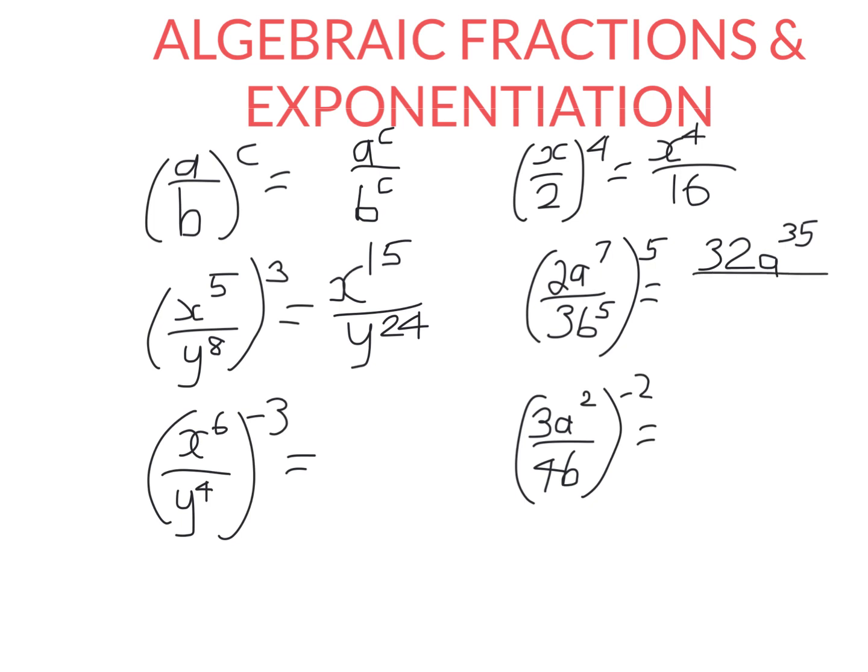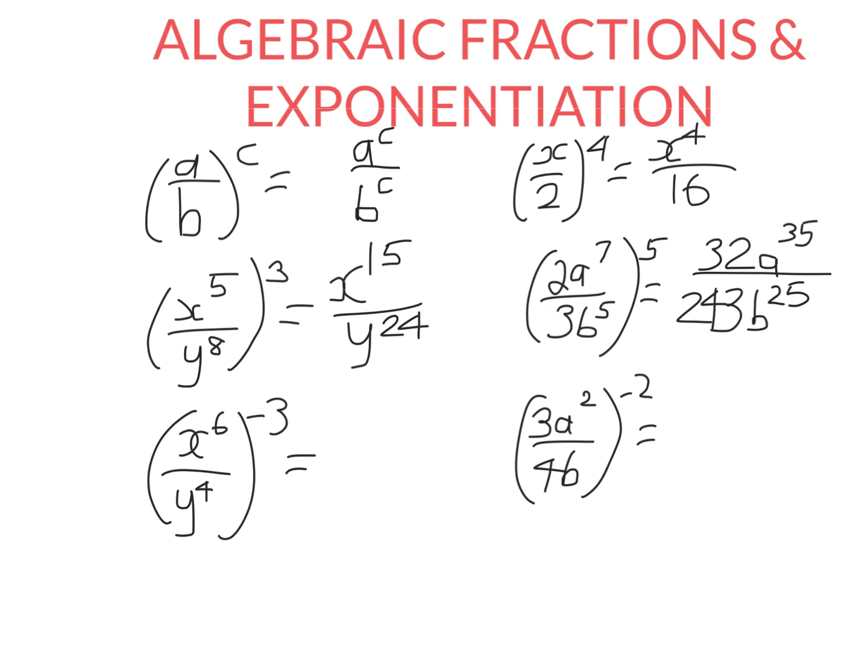So similarly on the bottom, 3 to the power of 5 is 243. 3 is a base, so it gets raised to the power of 5. B, on the other hand, to the power of 5, 5 is now an index or a power, so I times these. So I keep the same base and I multiply the powers.